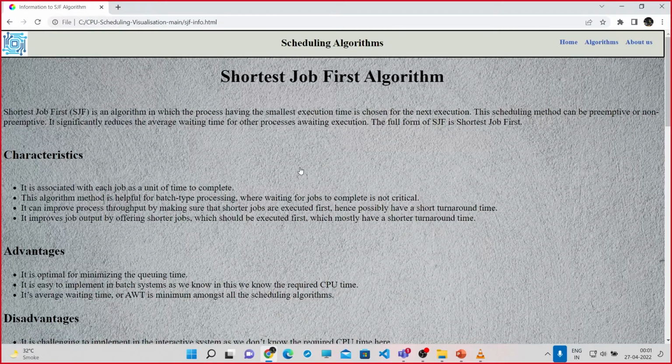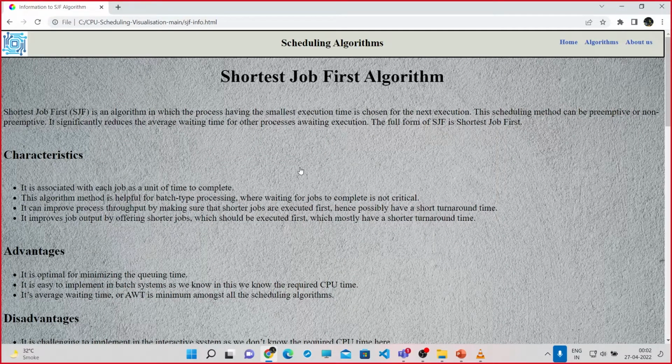Shortest job first algorithm. Shortest job first is an algorithm in which the process having the smallest execution time is chosen for the next execution, which means the smallest execution time means burst time. This scheduling method can be preemptive or non-preemptive. It may significantly reduce the average waiting time for other processes awaiting execution.